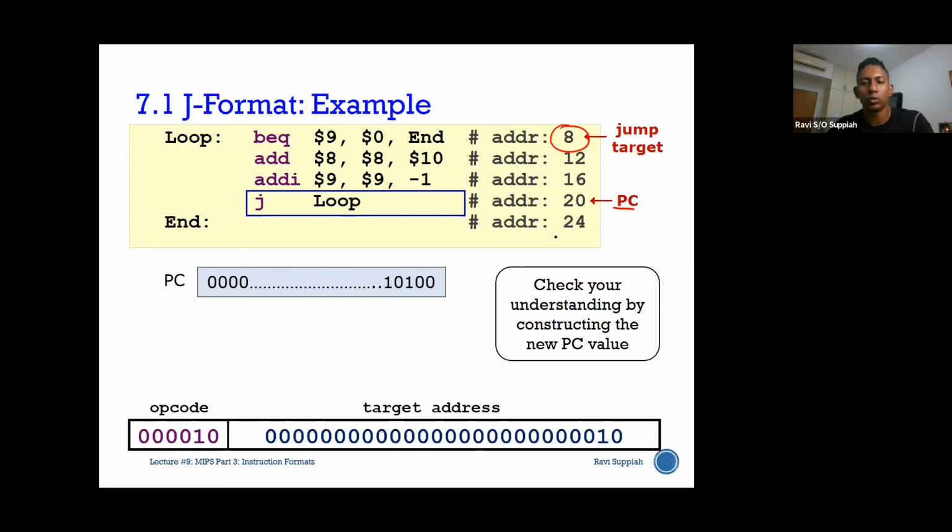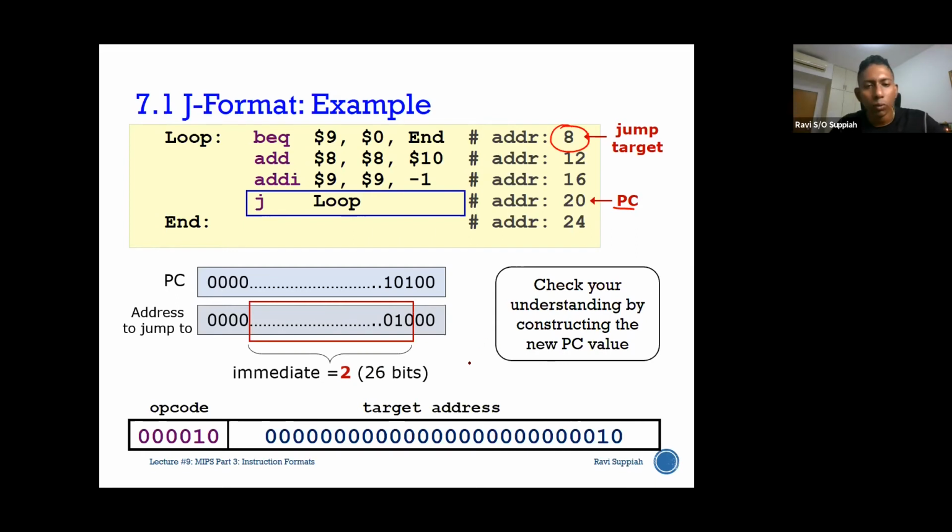20, you translate it into binary, you get this: all zeros plus 101. And what do I do? I know that the address I want to jump to is this, address 8, which is given by this. How do I translate this address I want to jump to into the target address? I remove the lower 2 bits and I remove the upper 4 bits.